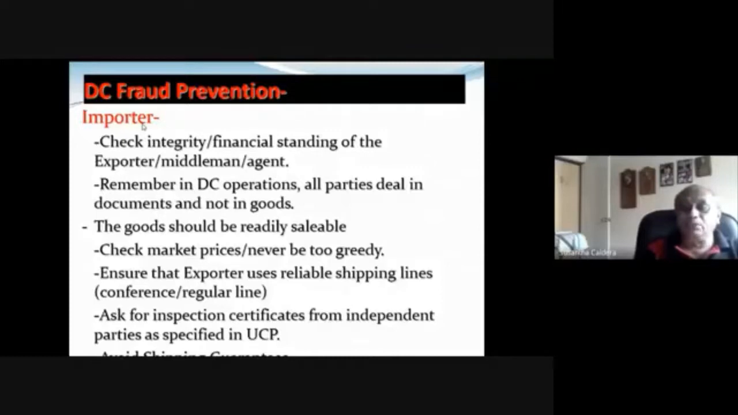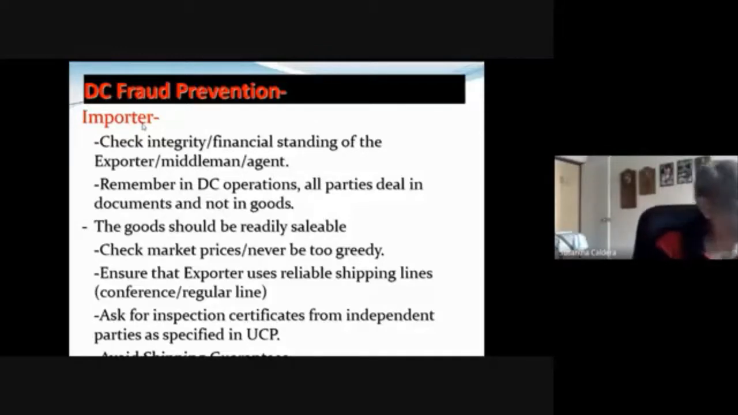Another one is the goods should be readily saleable. Readily saleable. Right? විකුණන්න පුළුවන් වෙන්න ඕන. විකුණ ගන්න බැරි goods ගේනකොට ටිකක් පරිස්සම් වෙන්න ඕන. Check market prices. Never be too greedy.